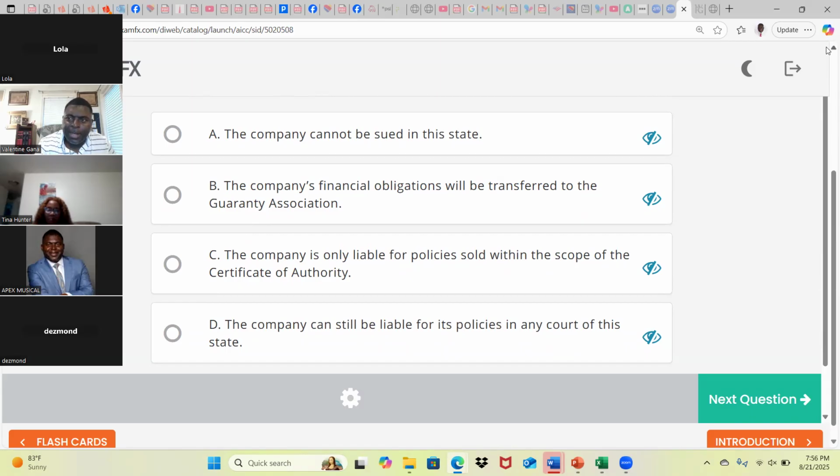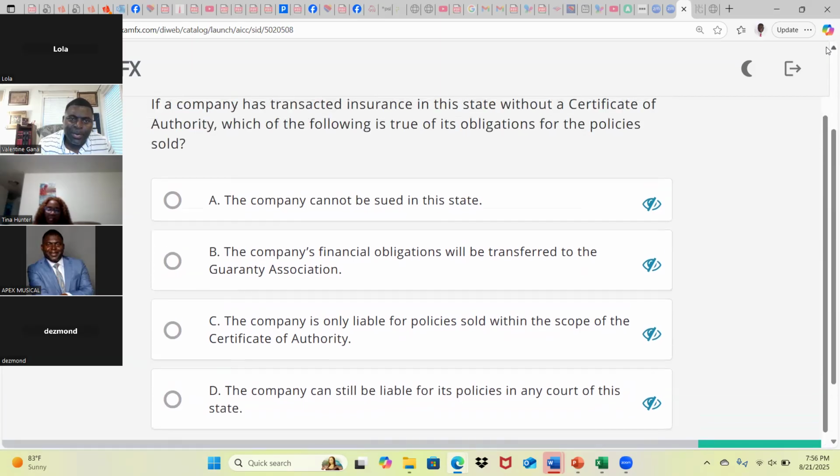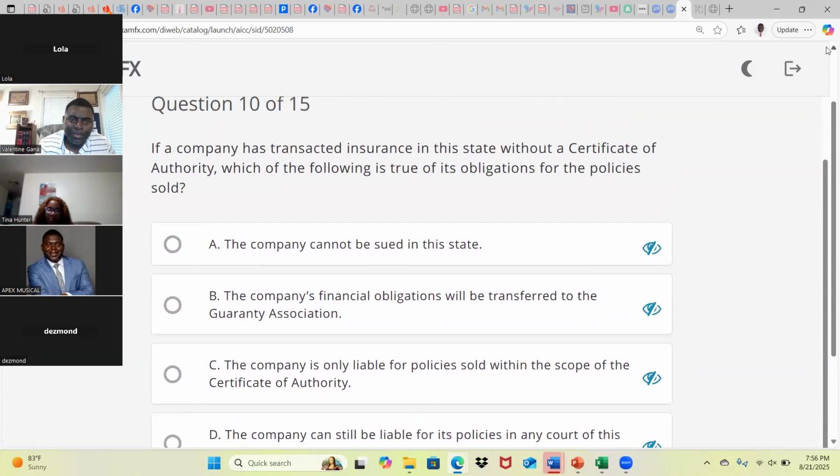Okay. Let's look at that question again, please. If a company has transacted insurance in this state without a certificate of authority, which of the following is true of its obligation for the policy sold? I would have said C. C, I'll say yes, C.